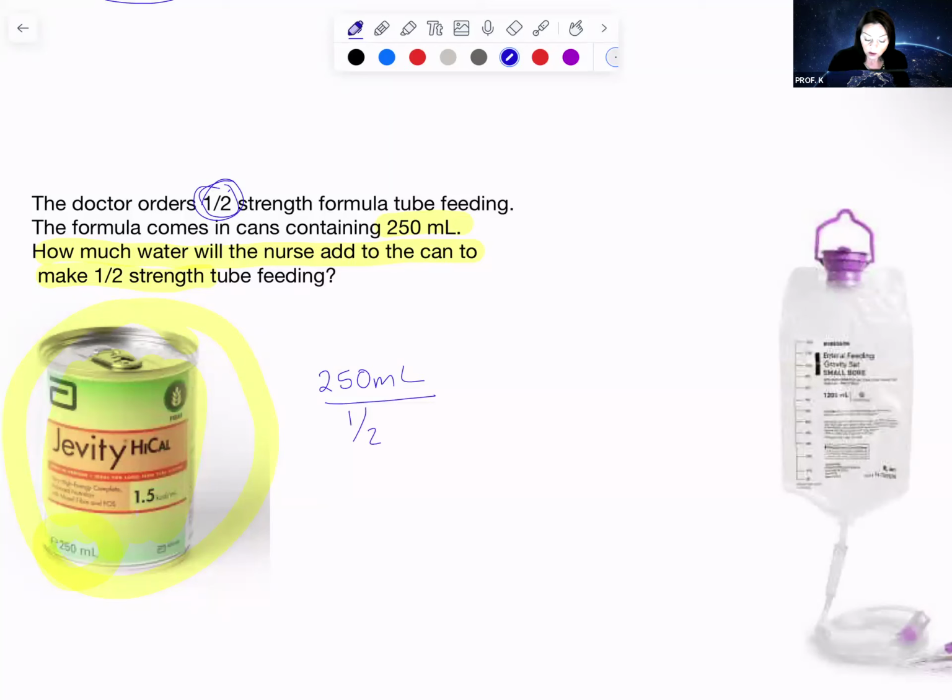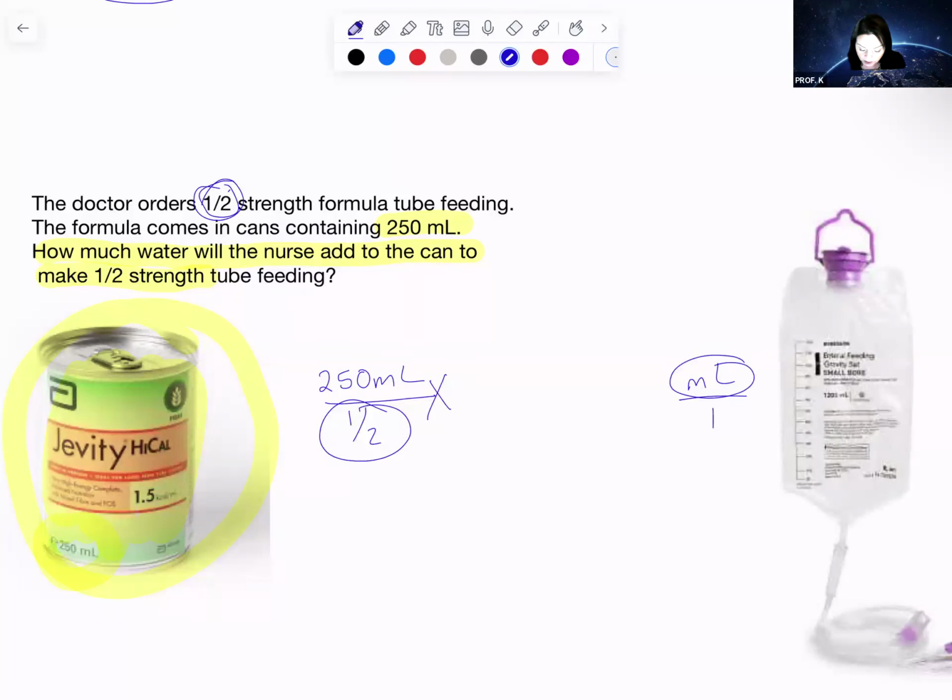So I'm solving for milliliters, and can anybody tell me why I'm always solving for milliliters when it comes to feeding? Because it's liquid and it's part of your intake and output. Intake and output calculations in the hospital are always in milliliters. The answer must always be in milliliters, okay? So how do I get rid of this and only have milliliters?